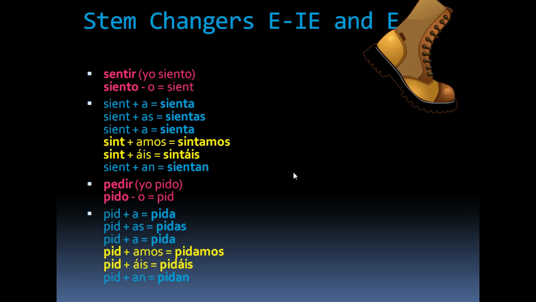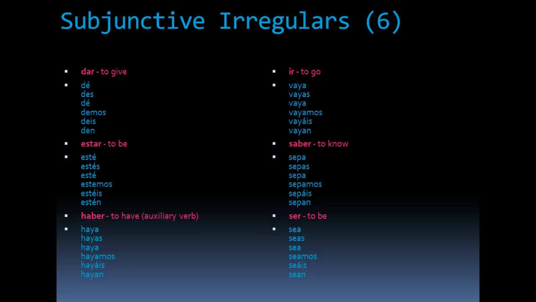These are boot verbs again. They show the change in the boot shape. Six irregulars in the subjunctive. Please make flashcards. You're going to need to know these. You will use these every day. Dar, estar, haber, ir, saber, y ser. Please make flashcards.